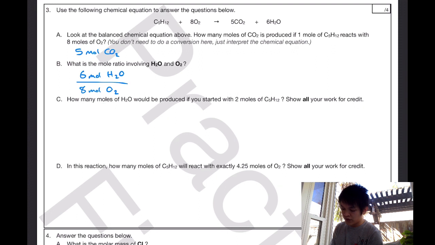Letter C. How many moles of H2O would be produced if you started with 2 moles of C5H12? Show all work for credit. Okay, in this one, we're doing a conversion.